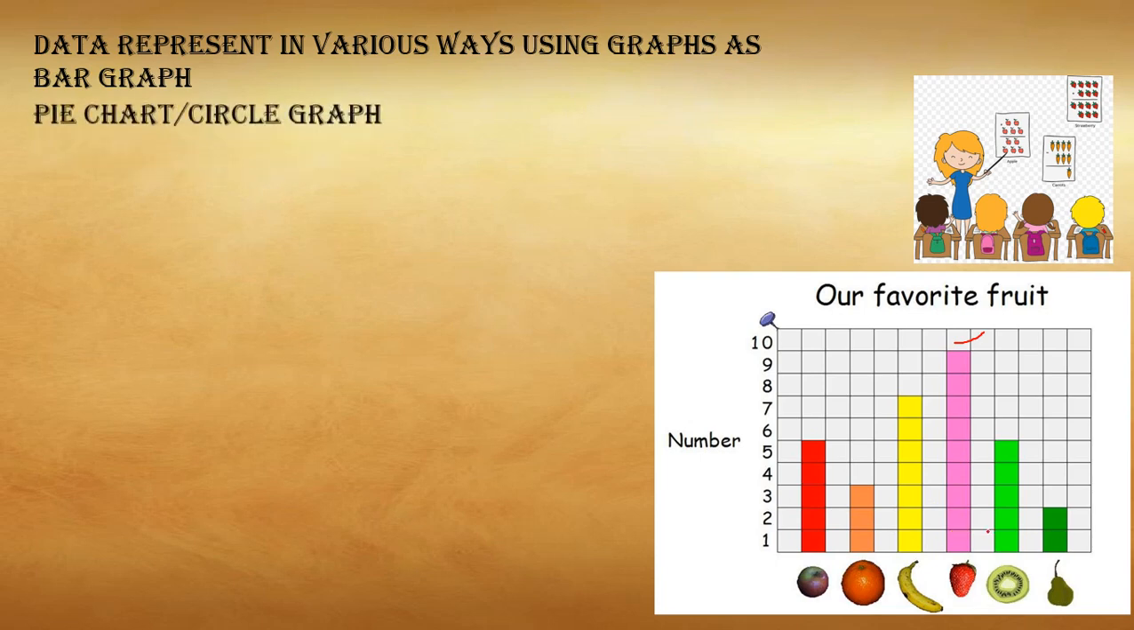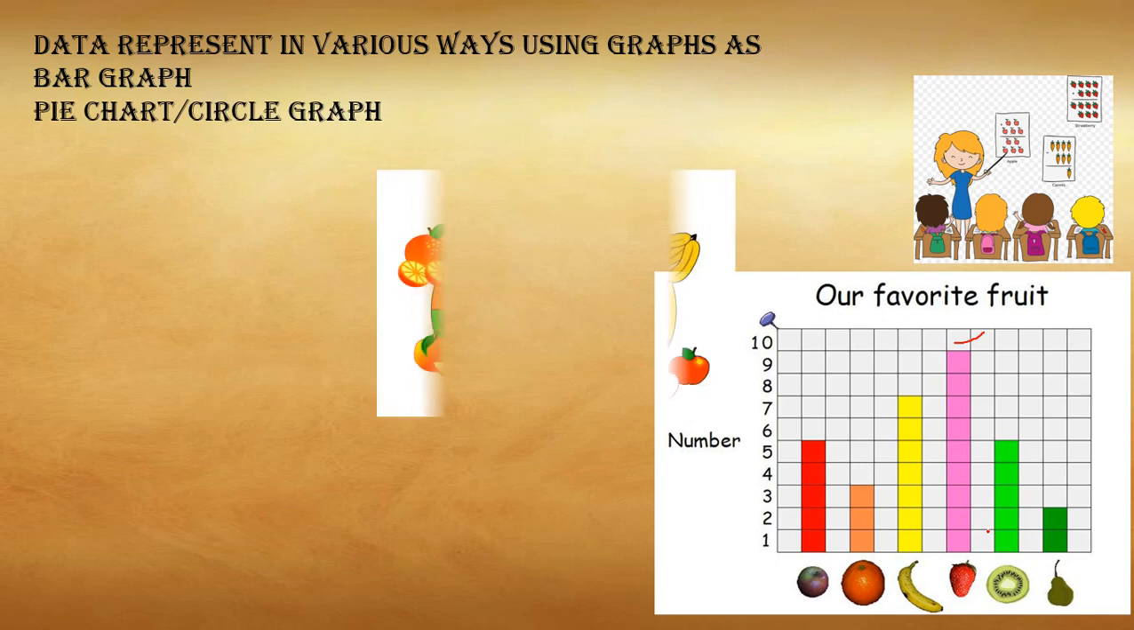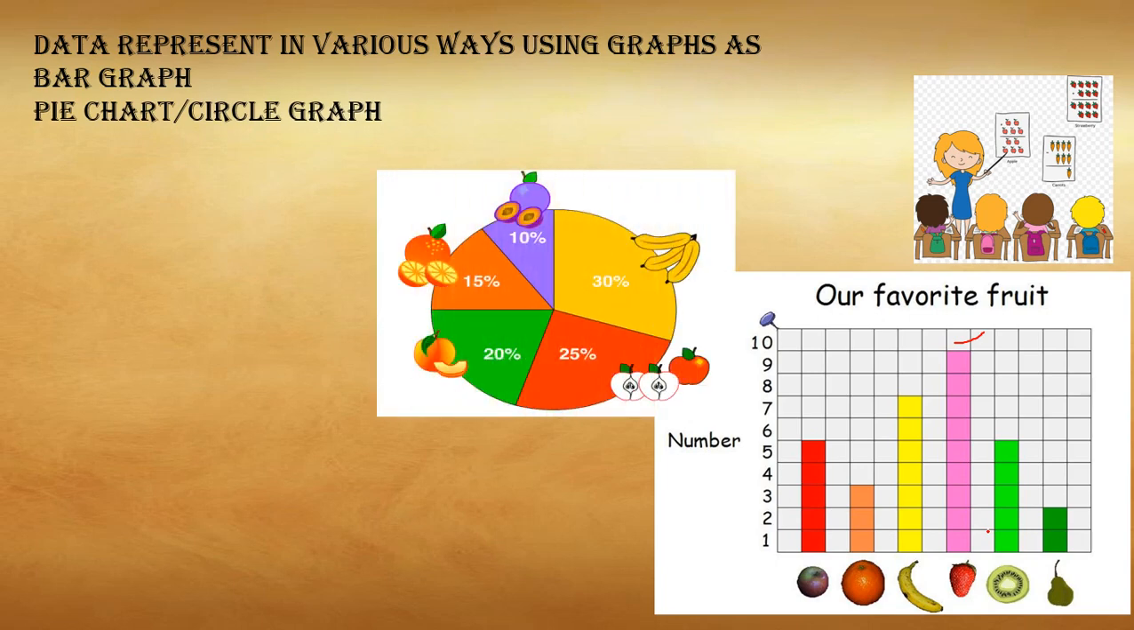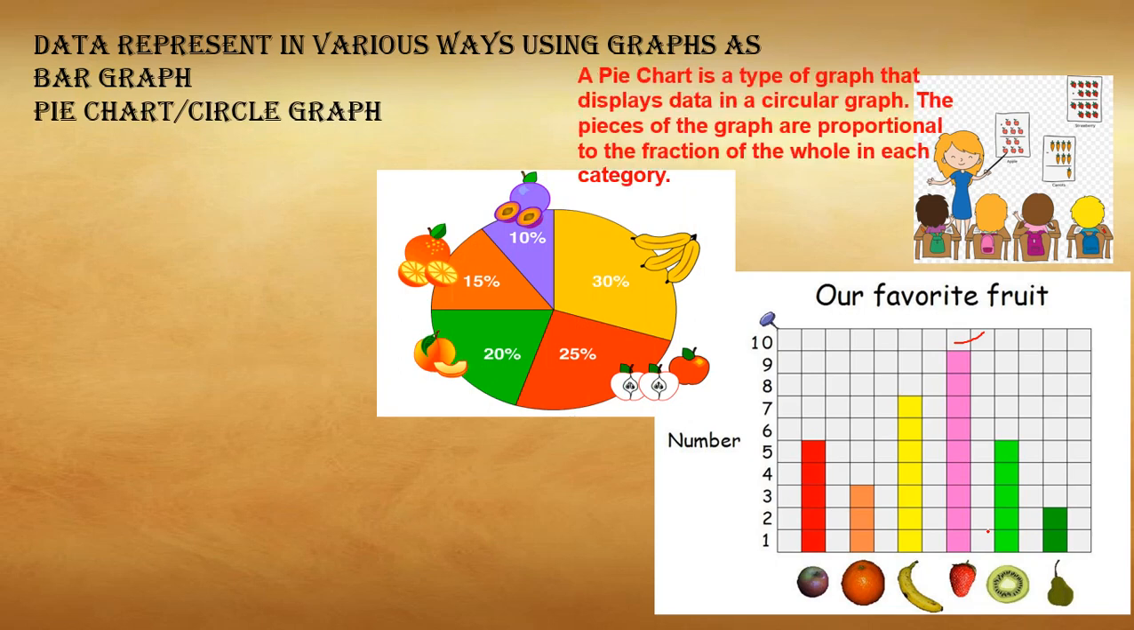Similarly, a pie chart or circle graph is the representation of data in circle form, where each sector represents a part. We can say it is a type of graph that displays data in a circular graph. The pieces of the graph are proportional to the fraction of the whole in each category or in each item. Similarly, the line graph.